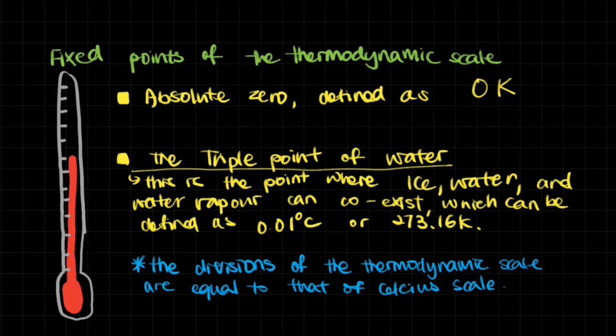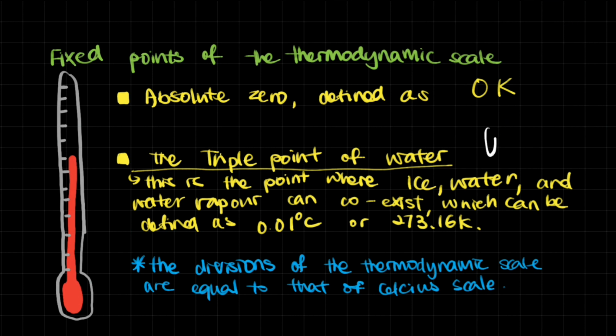So finally, I want to talk a little bit more about the fixed points of the thermodynamic scale. As we've already talked about, one of the fixed points is absolute zero, and it's also defined as 0 kelvins. The other point is the triple point of water, and this is the point where ice, water, and water vapor can coexist, which can be defined as 0.01 degrees Celsius or 273.16 K.